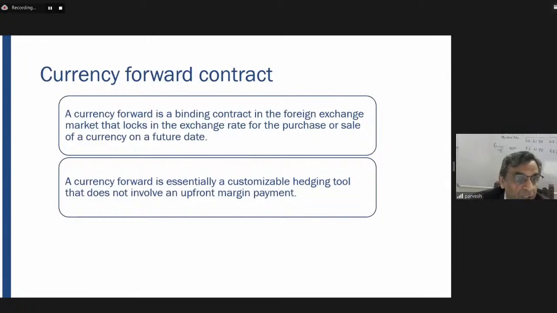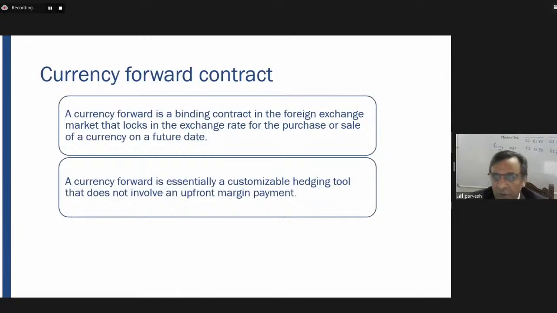It helps us to hedge, because a person would like to take a forward contract since he doesn't want to be exposed to the fluctuation in the foreign currency. It's a customizable hedging tool because here you can decide the amount in terms of foreign currency. It can be an odd amount or an odd date. So everything can be customized. It can be $1 million, or it can be in small amounts, and it does not involve any upfront margin payment.